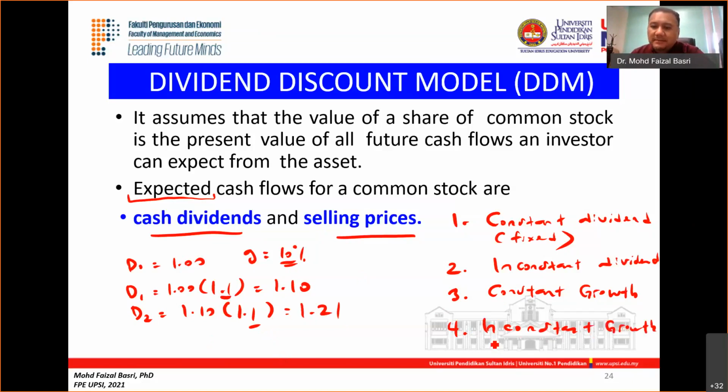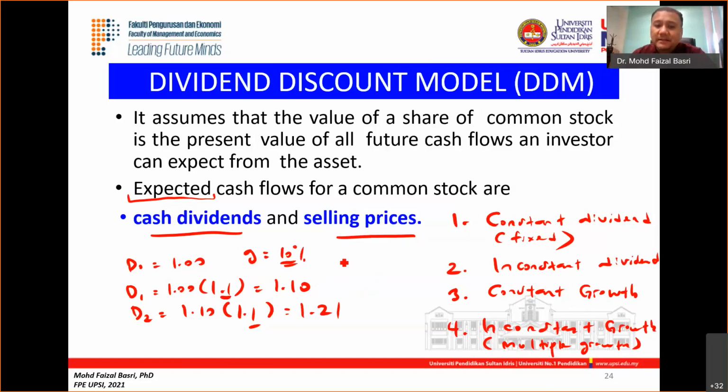Okay, or sometimes we can call them multiple growth. So this multiple growth means, compared with the third model, where constant growth means the growth rate remains constant. But for the inconstant growth model, the growth will have different rates. Not every year, but for multiple periods, they have multiple growth rates.